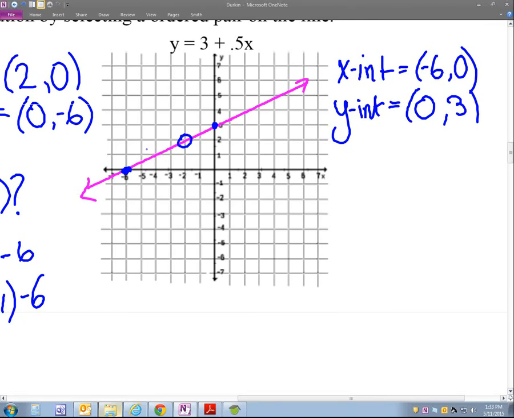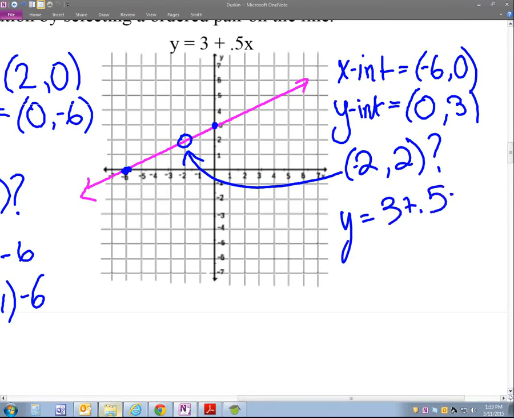All right, so let's try it. So -2, 2, question mark. We're going to substitute it in for the original like we did before. We have y equals 3 plus 0.5x. Substitute them in. We have 2 equals 3 plus 0.5 multiplied by 2.